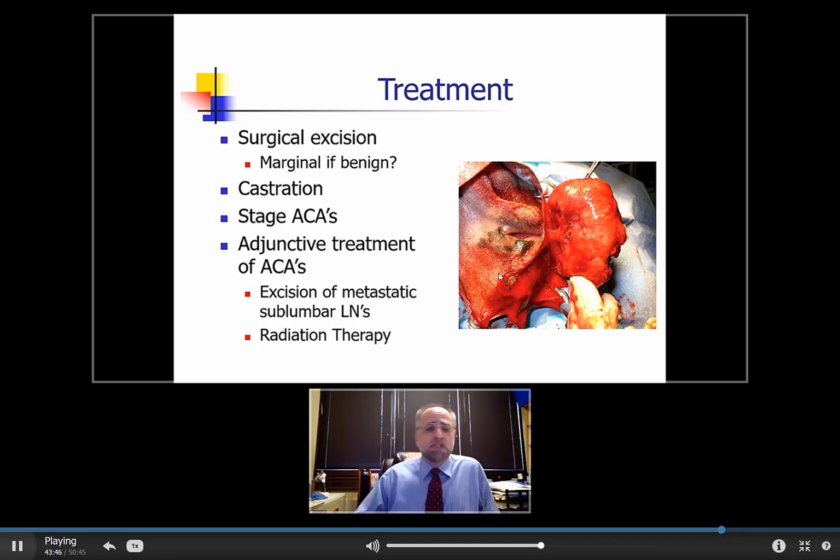Certainly mast cell tumors we see in this region as well, and it becomes challenging because we do have to take wide margins for those. If it's an intact male dog, we do recommend castration in these cases, because again, there is a higher predisposition in intact male dogs, so there may be a factor that's associated with that. If it is an adenocarcinoma, then we have to fully stage these patients with thoracic radiographs and abdominal ultrasound as well. And then if it is an adenocarcinoma, we have to talk to the owners about adjunctive treatments such as radiation or chemotherapy.